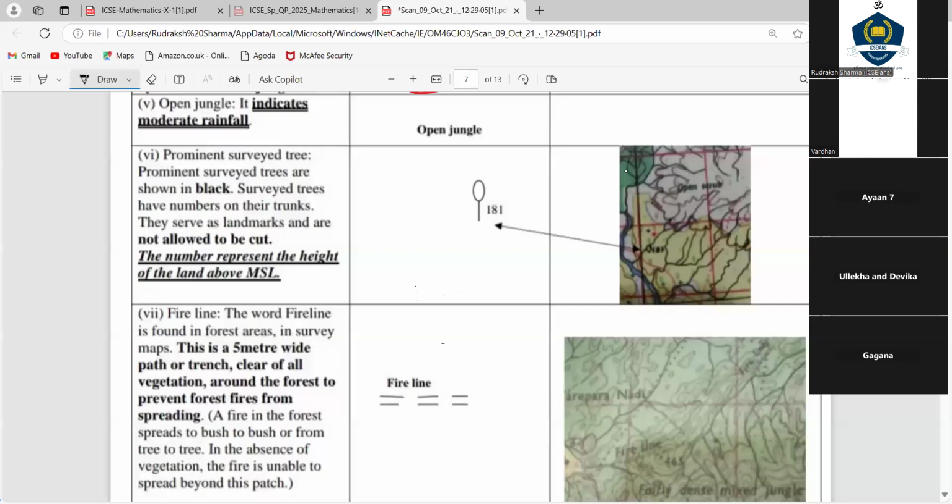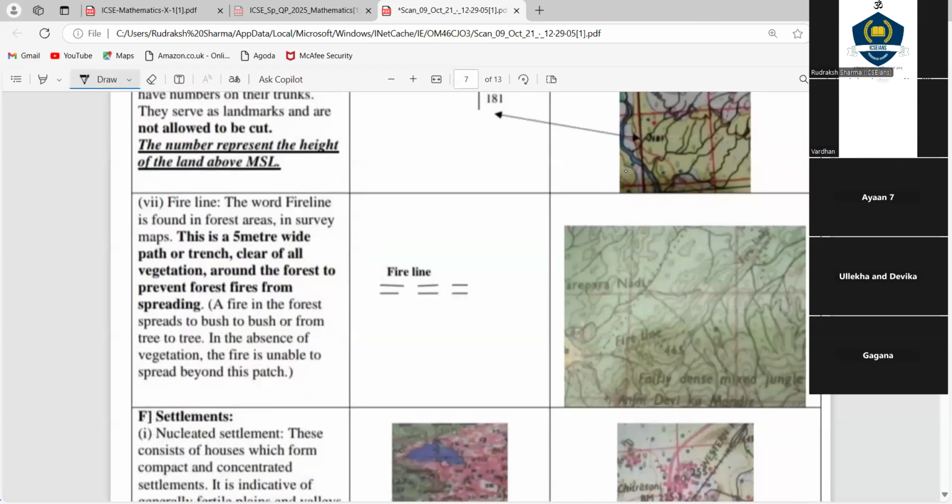So now coming to this fire line. Fire line is generally denoted by red color and sometimes even black color as well. Now what are these fire lines? For example, this is one pathway, and a fire line is an area, a 5 meter wide path. The difference between the two ends is 5 meters, which is devoid of vegetation. Devoid of vegetation means it has no vegetation, only clear land is there.